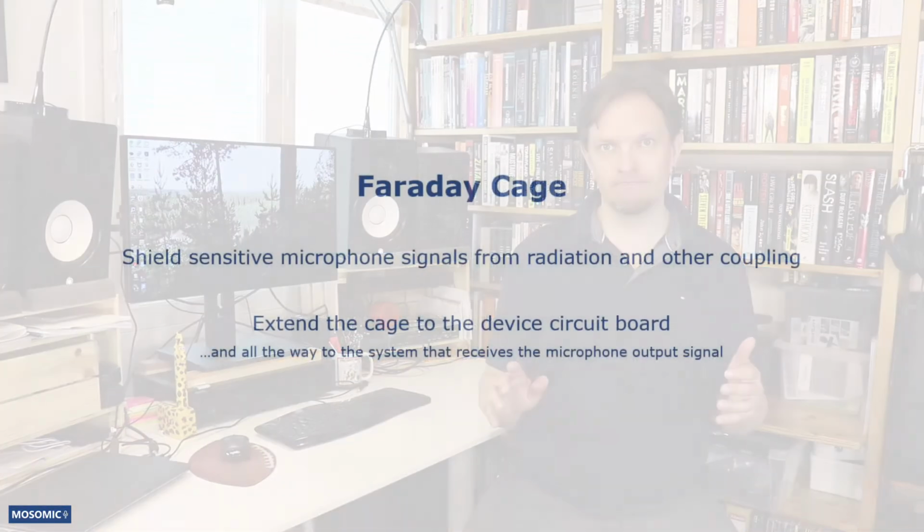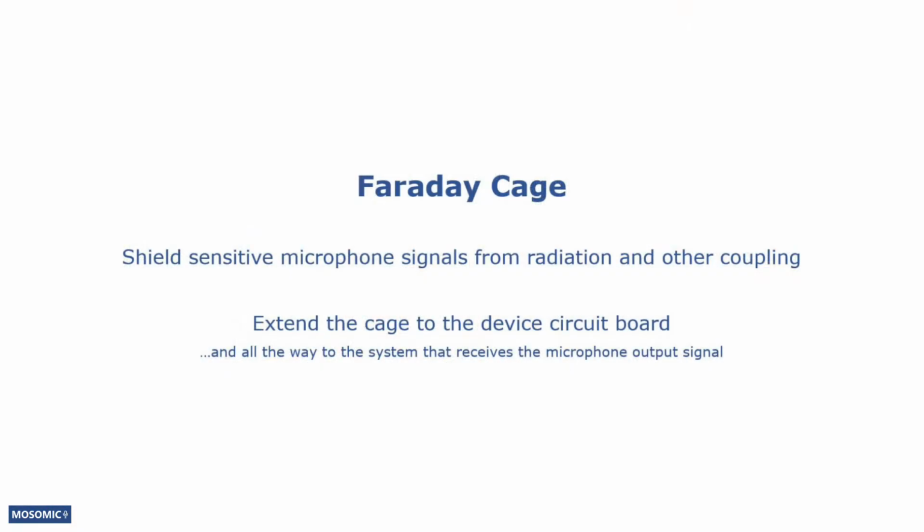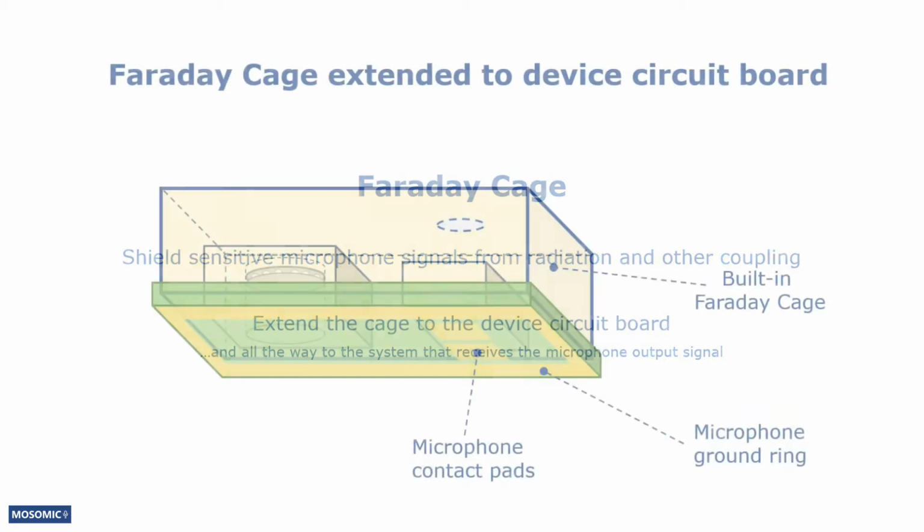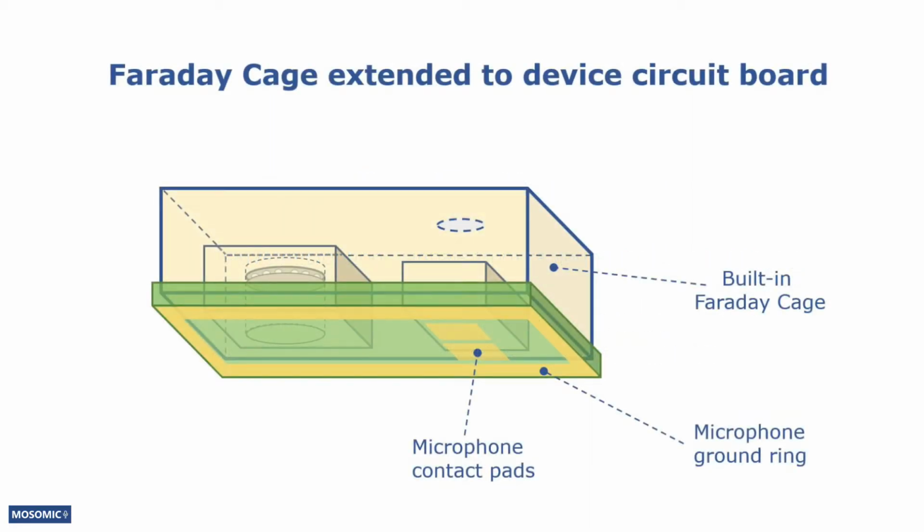Like I explained in episode 17, the microphone signals should be shielded from radiation and other coupling with a Faraday cage. The cage should start in the microphone package and extend all the way to the system that receives the microphone output signal. Let's have a look at a principal example of a Faraday cage extended to the device circuit board. Here we have an analog output top port microphone seen from the bottom side.